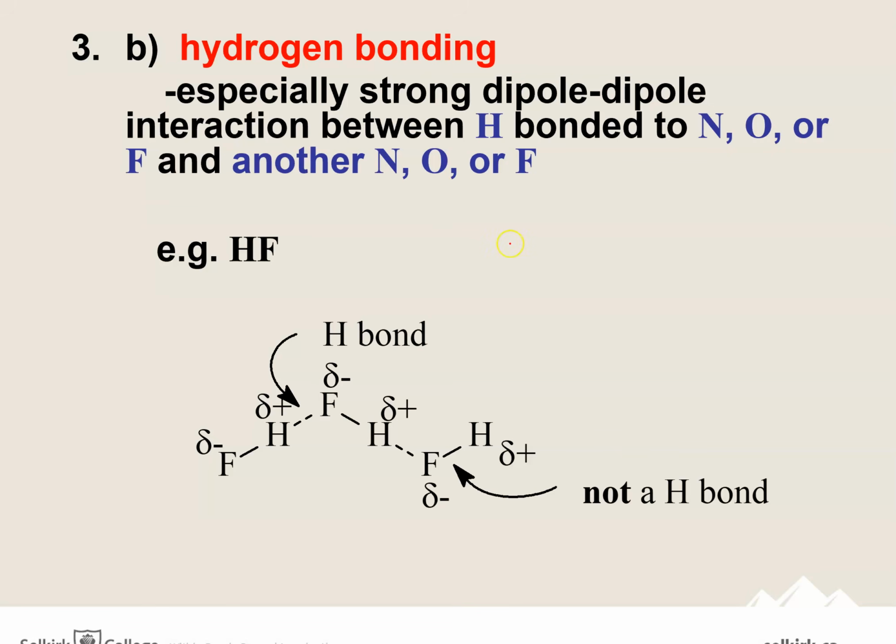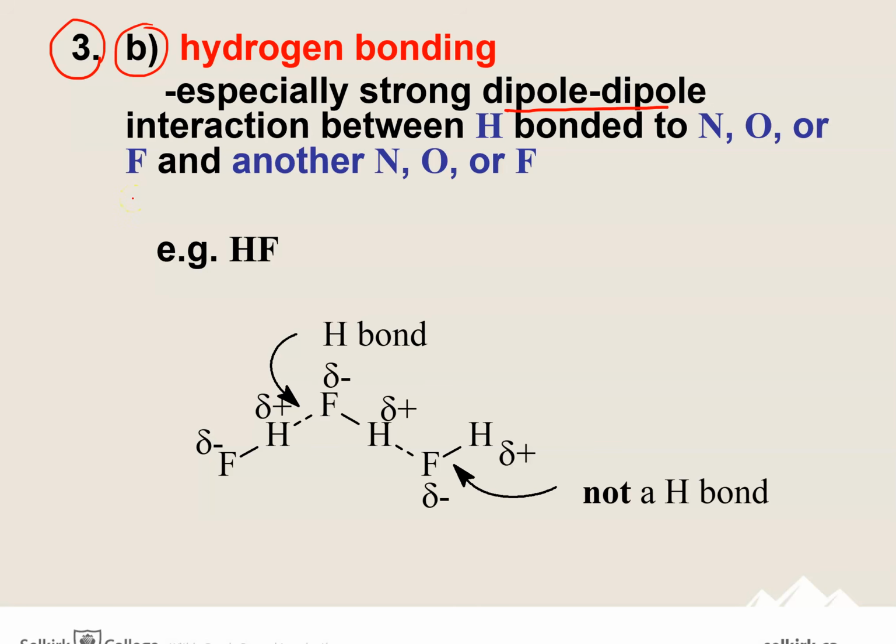3B is a special kind of dipole-dipole interaction. It's still an attraction between one polar molecule and another polar molecule, so that's why I still have it in category 3. But it's especially strong. 3B is actually stronger than 3A.